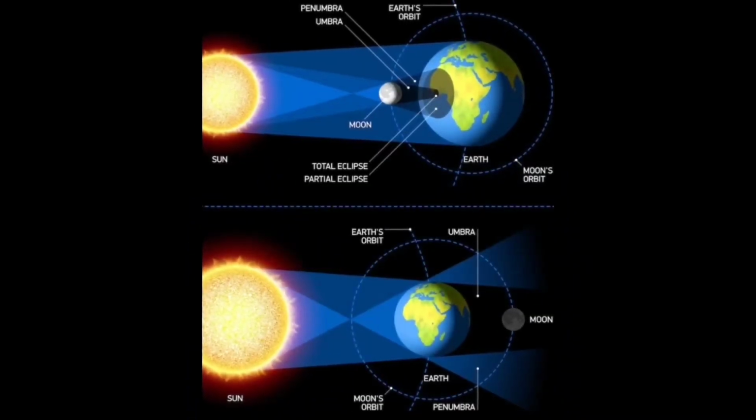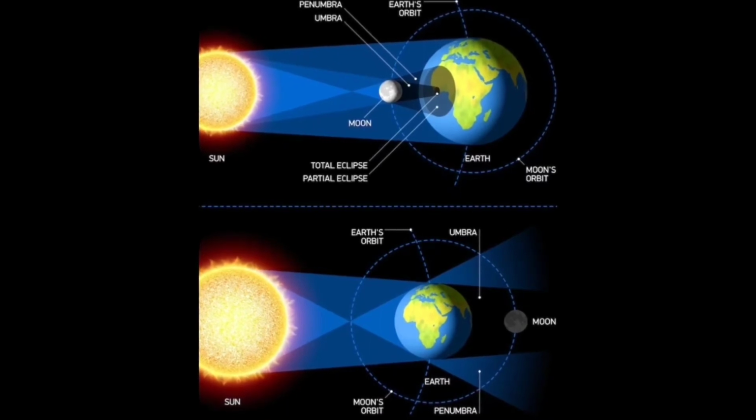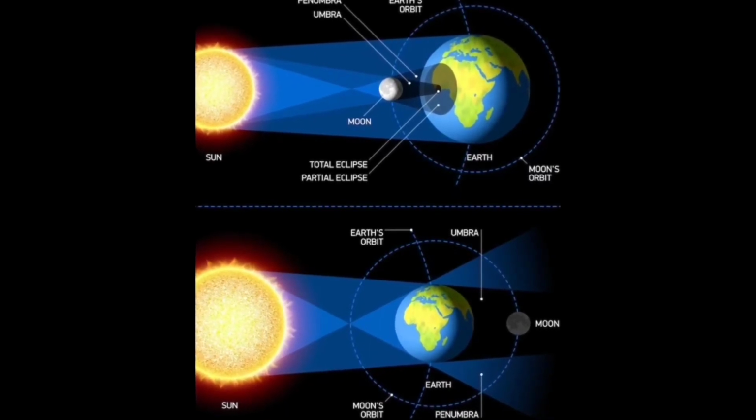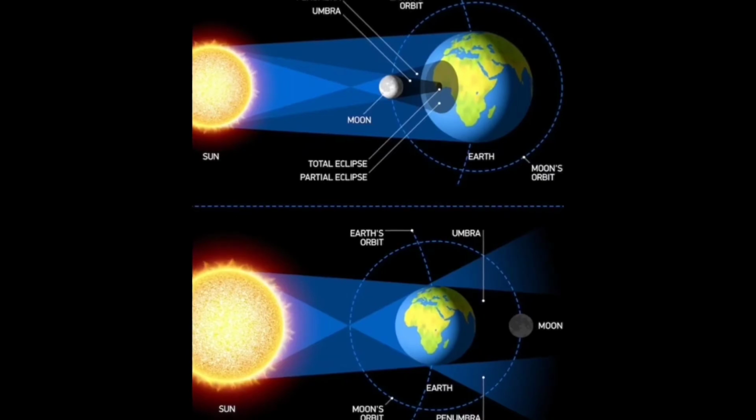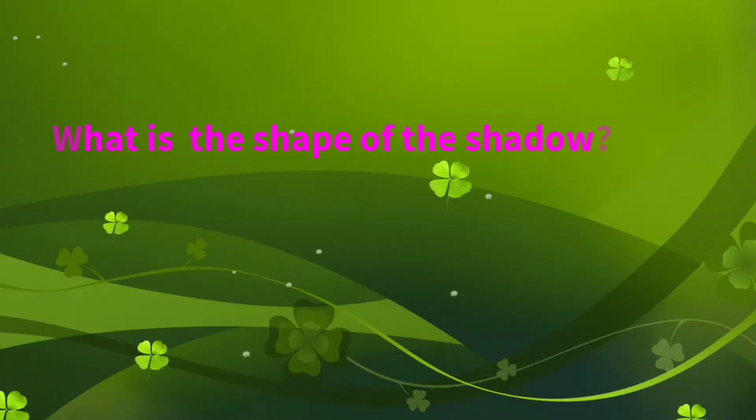During a solar eclipse, the moon actually casts two shadows towards the earth. One shadow is called the umbra, which becomes smaller as it reaches the earth, and the second shadow is the penumbra. What is the shape of the shadow?